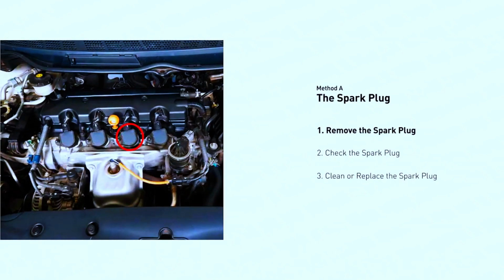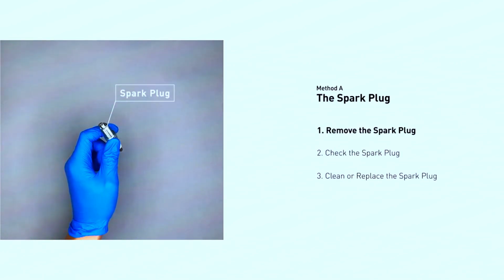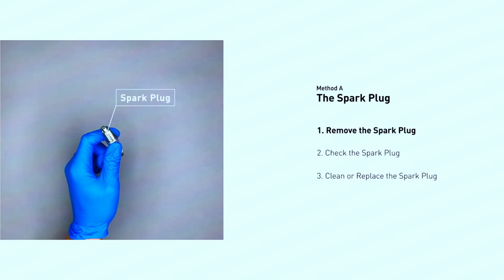Locate your spark plugs, they'll be screwed into the engine block, usually with wires or coil packs on top. Consult your manual for cylinder 5's location. Disconnect the battery for safety. Remove the spark plug wire or coil pack from cylinder 5. Use a spark plug wrench to remove the spark plug itself.